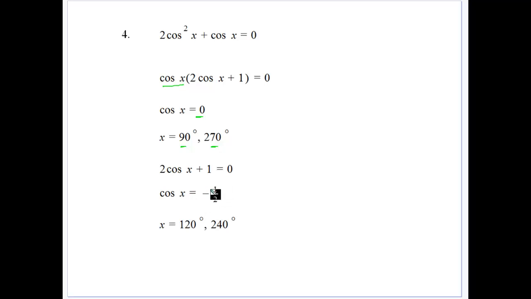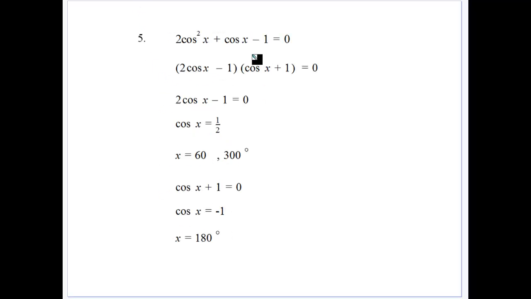So again, a related angle of 60, and we're in the second and the third quadrant, so we subtract 60 from 180 and add 60 to 180 to give us our solutions there. So factorise first and then be able to do that.